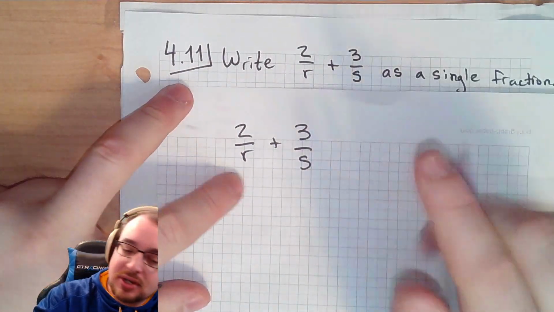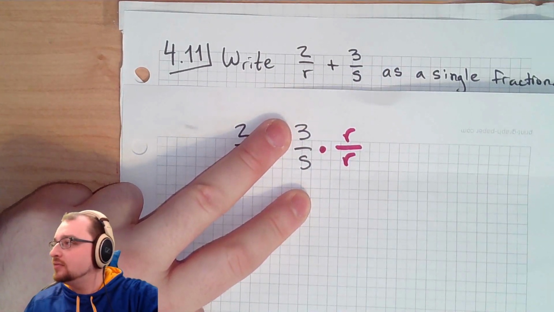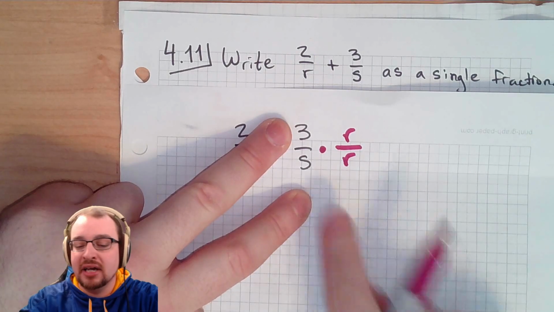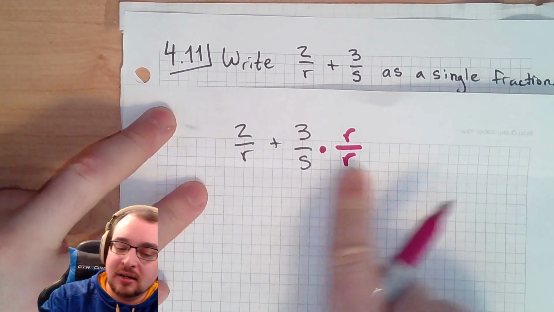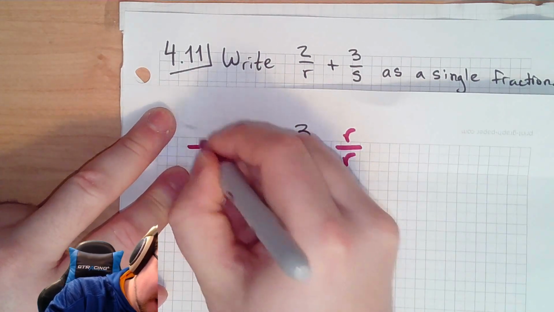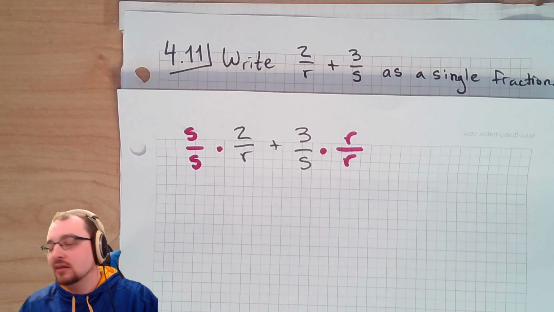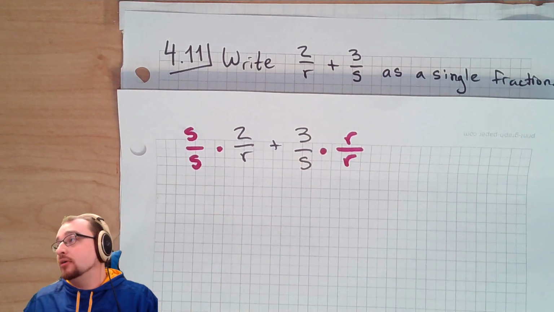Even though they're variables, I can multiply by r over r, because anything divided by itself is 1, and I'll get sr in the bottom. Now to make sure this is also sr, right, because they got to match, I can multiply by s over s, because again, I don't know what s and r are, but I do know they divide and make 1, right?